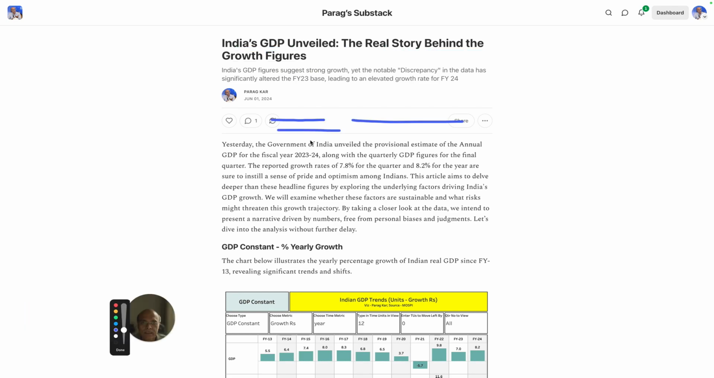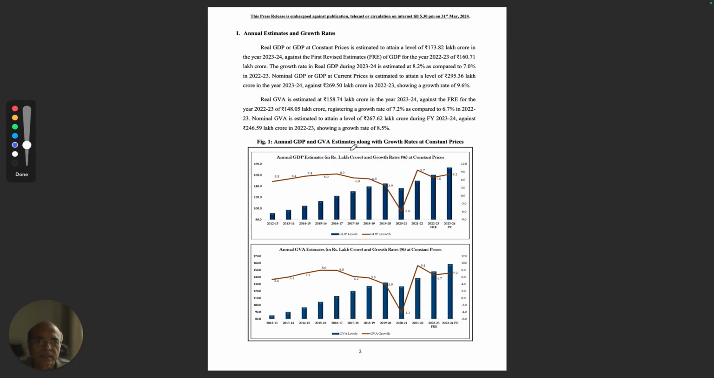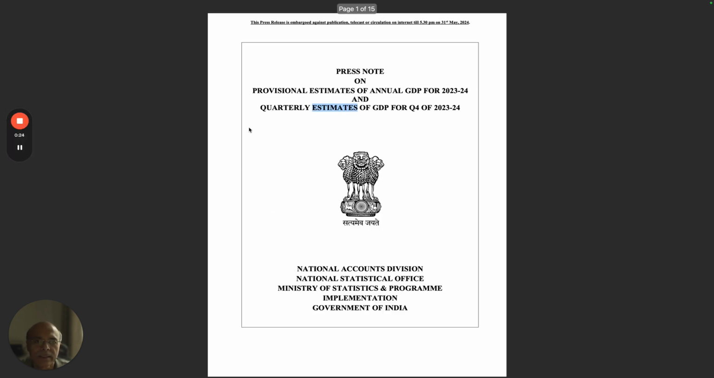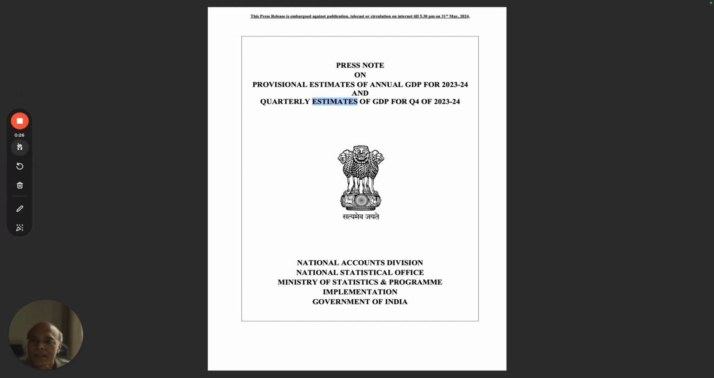Now, this article is based on the publication which I saw yesterday, announced by the Indian government, regarding the provisional GDP estimate for annual GDP numbers for the past financial year, which is FY24, as well as the quarterly estimate for Q4, which was announced along with the yearly numbers. Now, this document is going to be quite overwhelming.